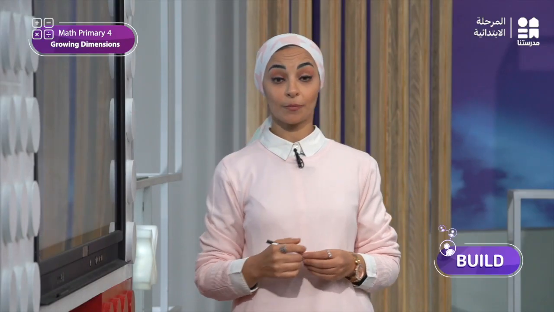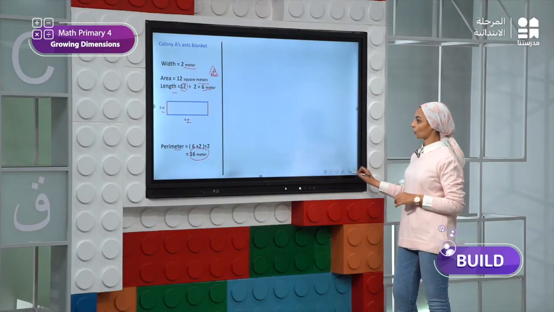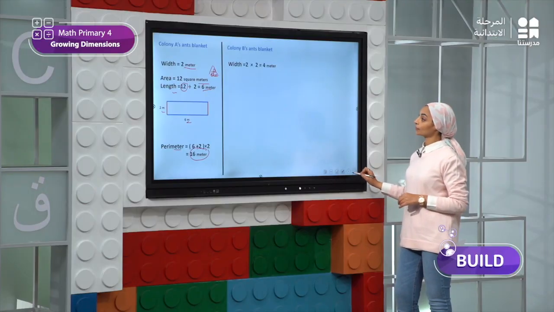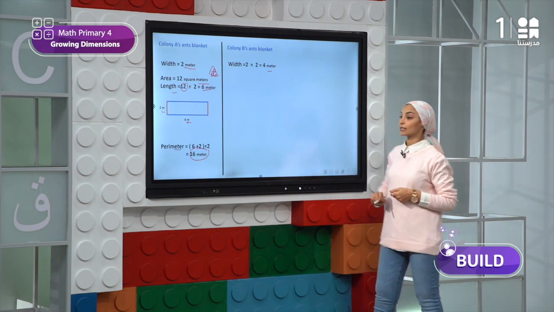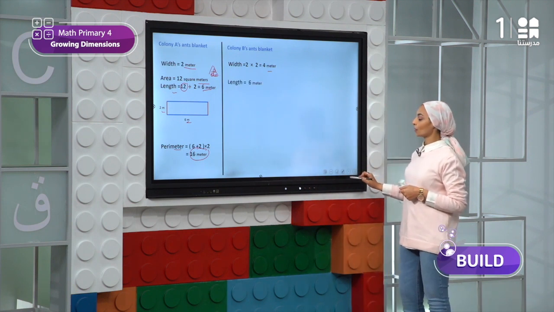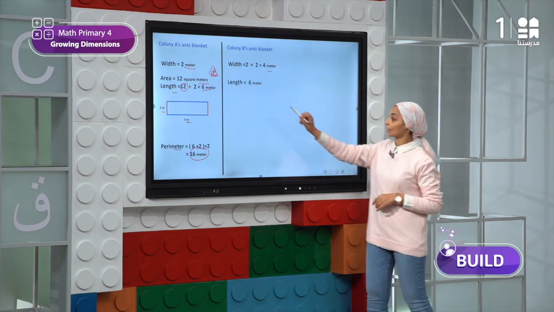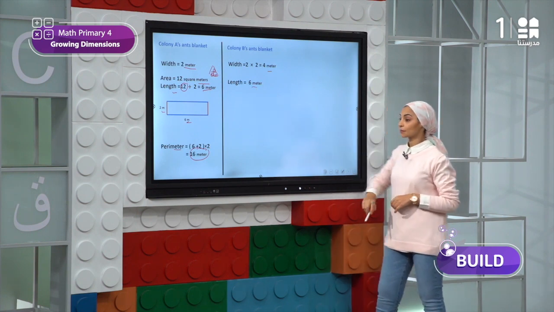Let's move to problem number 2. Problem number 2, in colony B the blanket is twice as wide as colony A, so the width is twice, but the same length. Let's see colony B. This is colony B. What is the width? 2 times 2. Didn't I say twice, so 2 times 2, which is 4 meters. This is my width. Okay, and my length as it is, 6 meters.